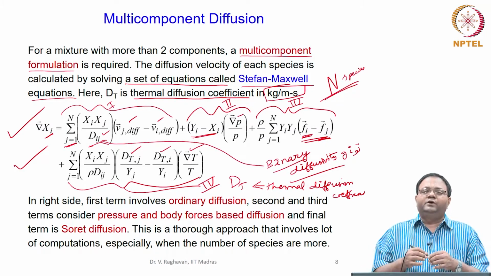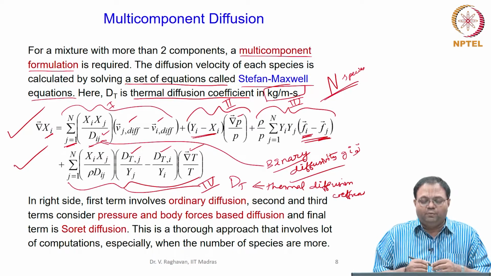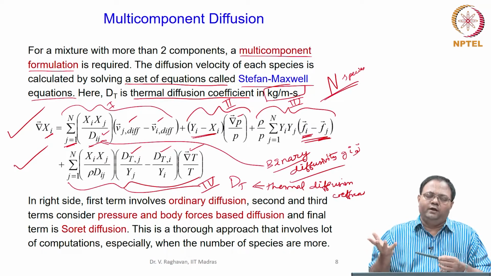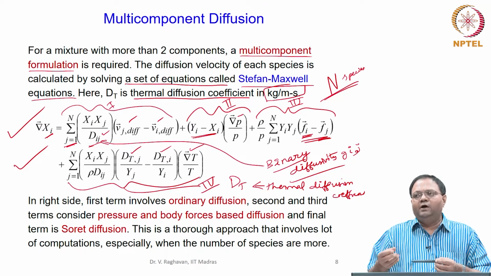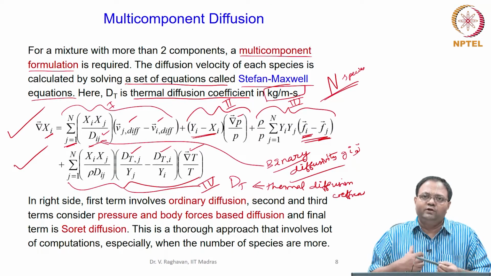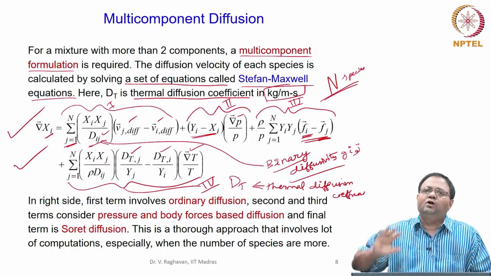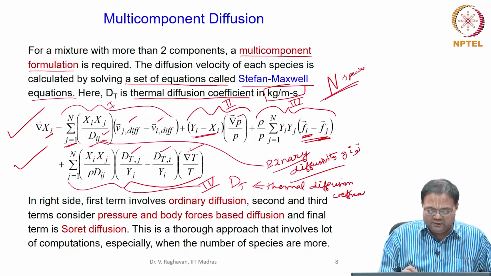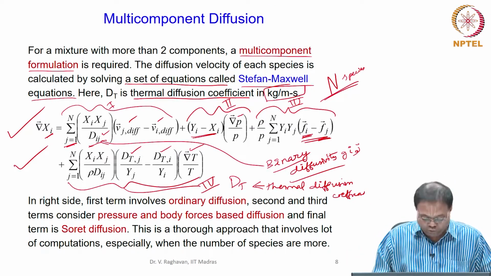Even if the temperature gradients are not so high, for example if you are dealing with a lean mixture where the maximum temperature is say 1300, 1400 degrees centigrade, the temperature gradients are not so high. In such a condition, this fourth term also will drop out.